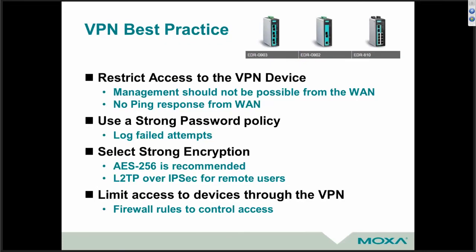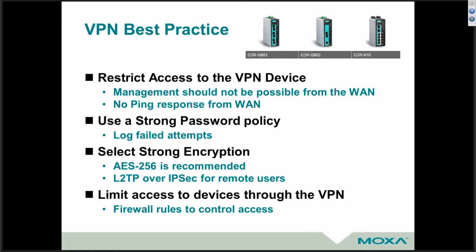So some best practices when it comes to VPN. VPNs are public-facing, so management to the VPN interface should not be possible. You want to restrict access to the device, which also means no ping response from the WAN for a lot of customers. So you make it hard to find that the device even exists out there unless you know where to go. Use a strong password policy, this is always a great policy, and log failed attempts to log in so that you know when you're under attack.